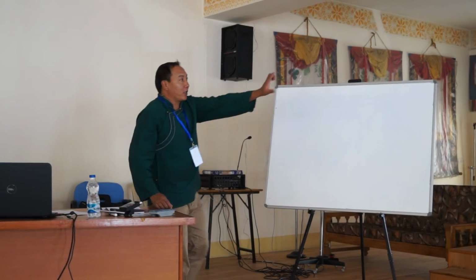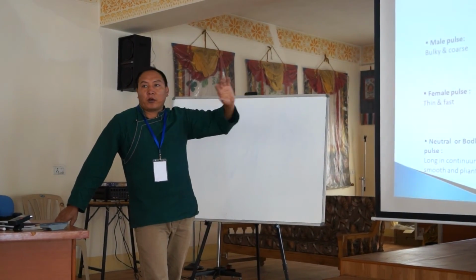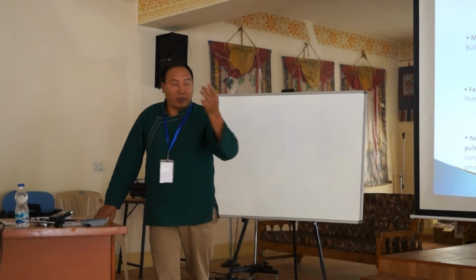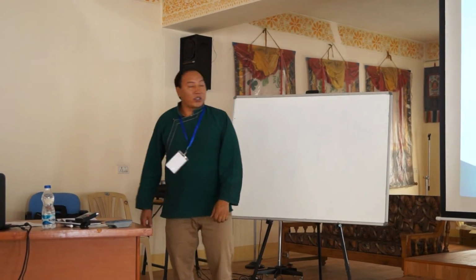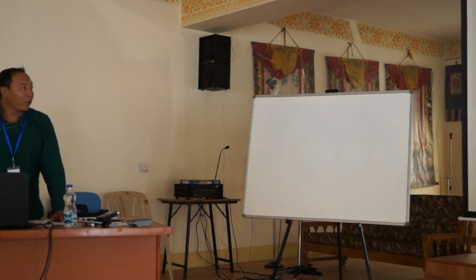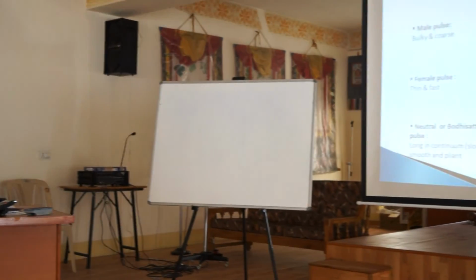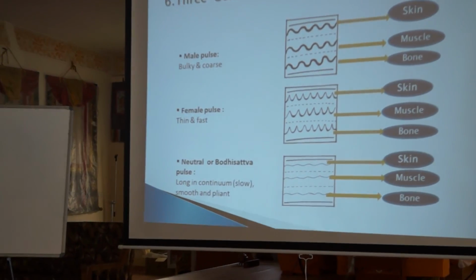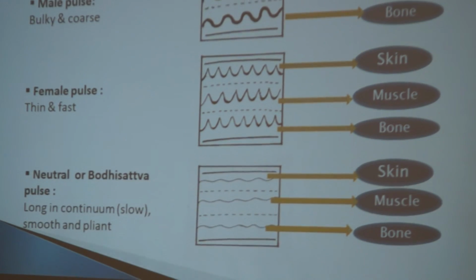So this diagram shows how to apply the amount of pressure when you are checking the pulse, right? The index finger presses lightly to feel the skin, the middle finger presses to feel the muscle, and the ring finger presses to feel the bones, right? Like that.